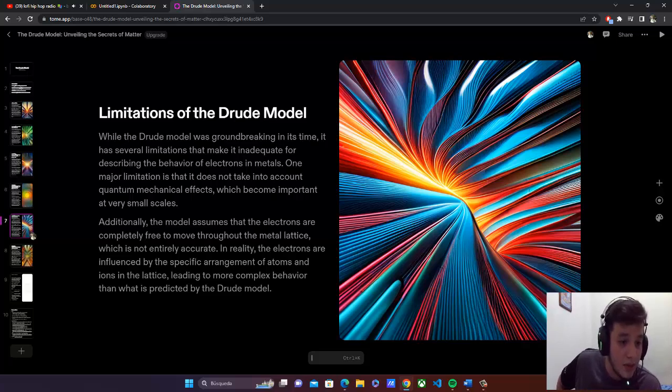It does not consider electron scattering. The Drude model assumes that collisions between electrons and metal ions are elastic and that there is no loss of kinetic energy. However, real collisions can be both elastic and inelastic, involving energy transfer and electron scattering in the materials. 5. Does not consider the temperature effects.